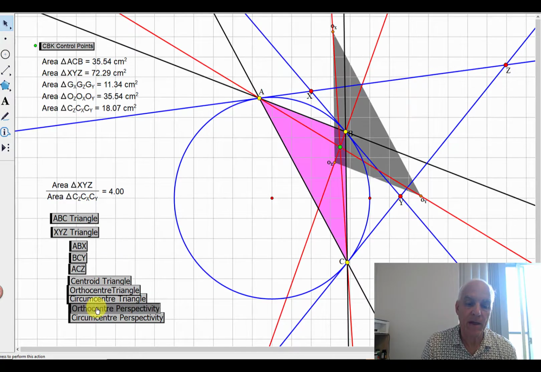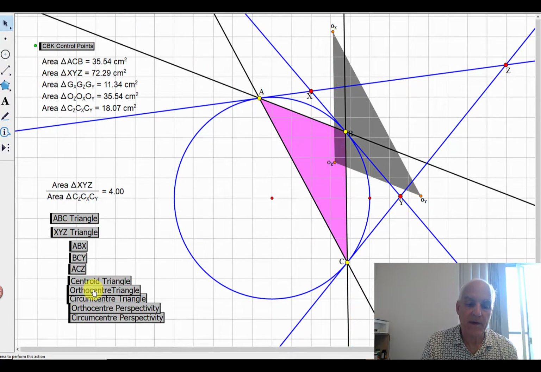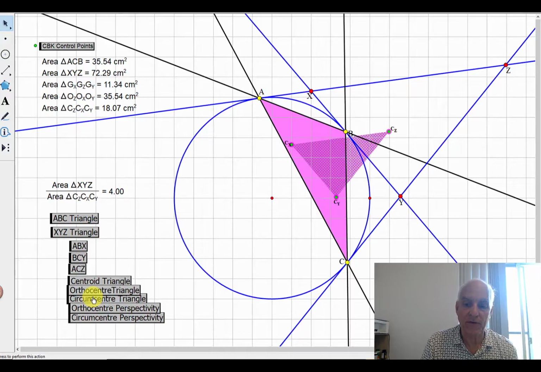Nice. And finally, let's look at the circumcenters. These are the circumcenters of the three triangles. For example, ABX, the circumcenter of this one is the center of the circle that passes through them. So it'll be a circle like this, with center C sub X that passes through this triangle. And here C sub Y is the center of a circle that passes through B, Y, and C. And this is the center of the circle that passes through Z, A, and C.